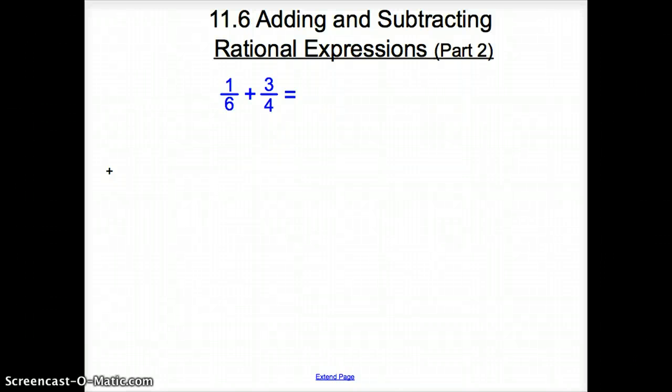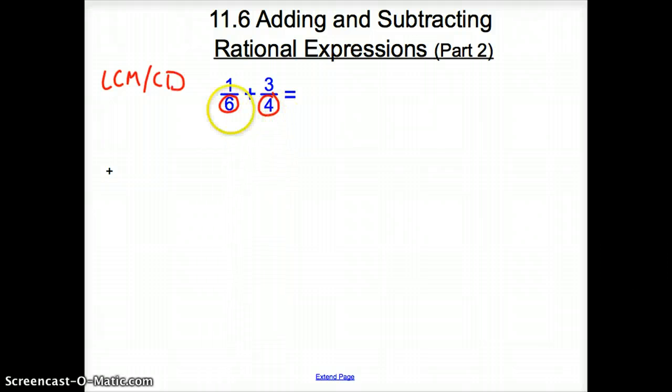Ladies and gentlemen, welcome to section 11.6, Adding and Subtracting Rational Expressions, Part 2. Let's begin again with a fraction. Now notice both of their denominators. Both of their denominators are not the same. So what do we have to get the denominators to? We have to find the least common multiple, or the common denominator, correct?